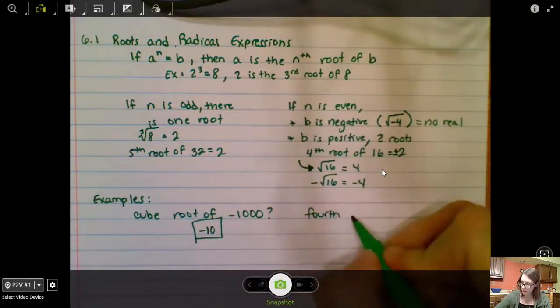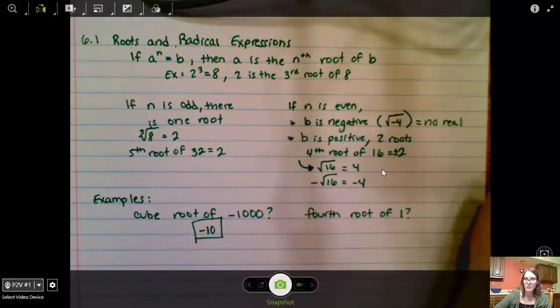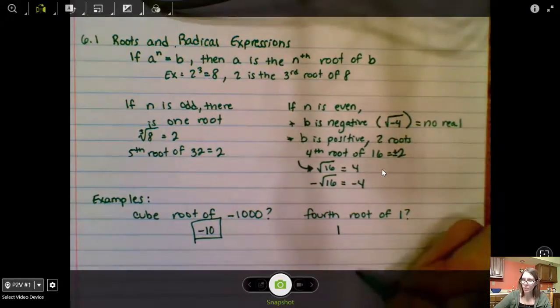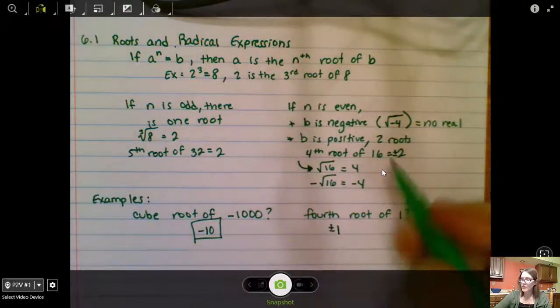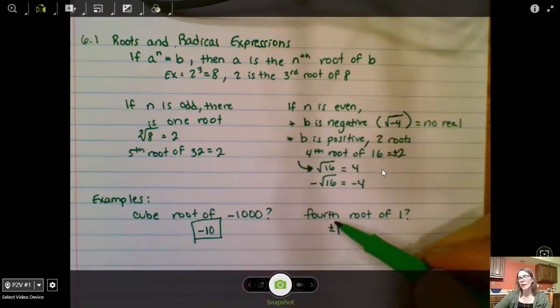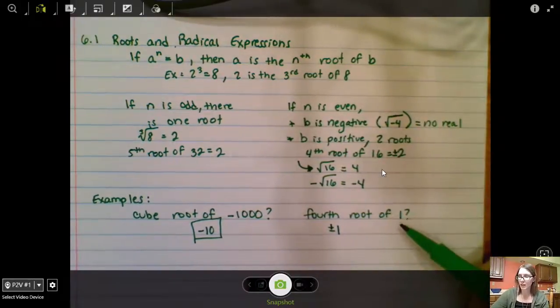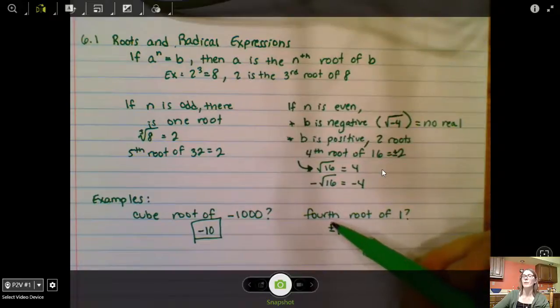And another example here, if we had the fourth root of 1, what number to the fourth power is 1? Well, it could be 1. It could also be negative 1. Okay. And this is another situation where we have an even root, a positive number. It's going to have our two possibilities, positive and negative. And again, hopefully you see the difference between having that written as the fourth root versus having the radical actually written.